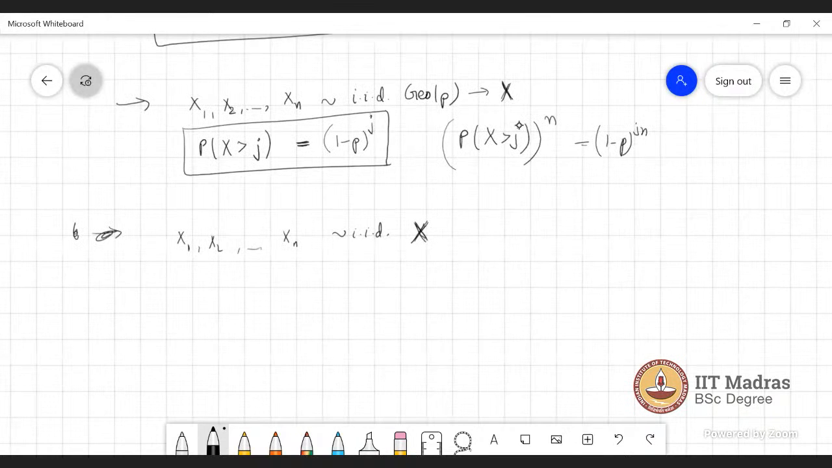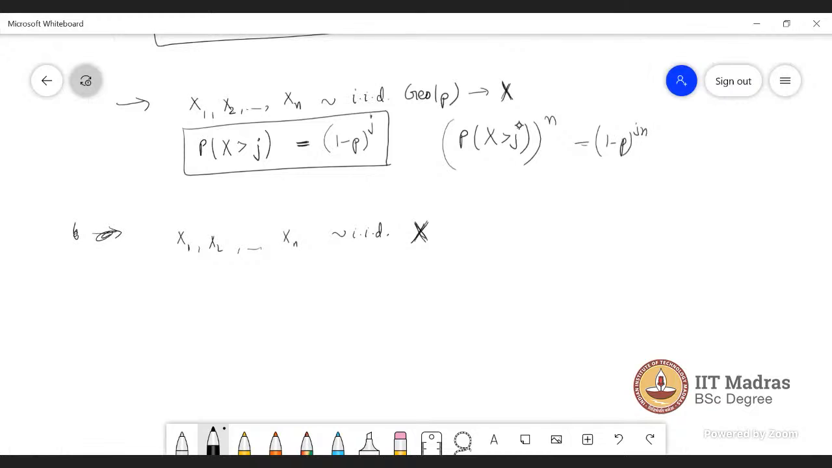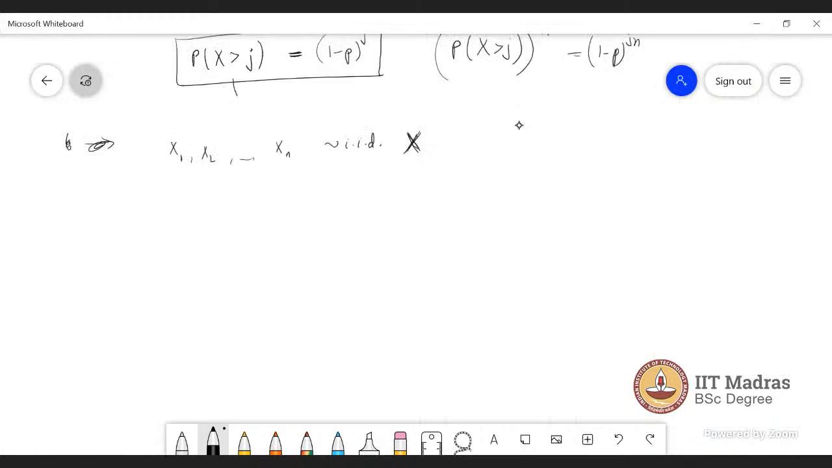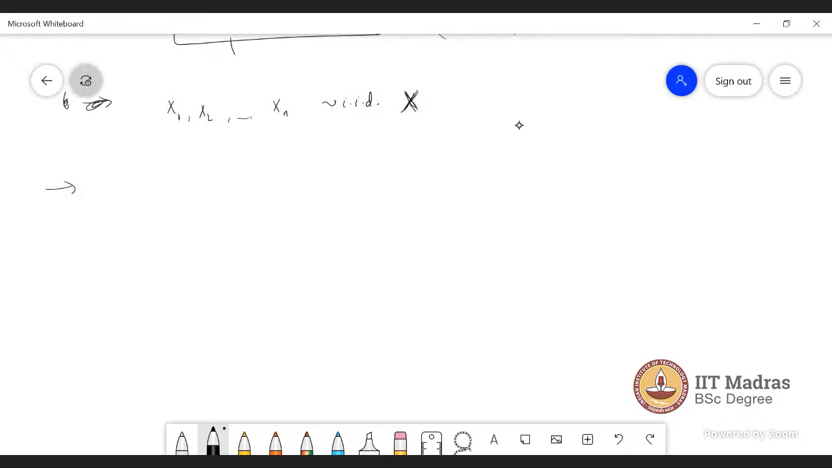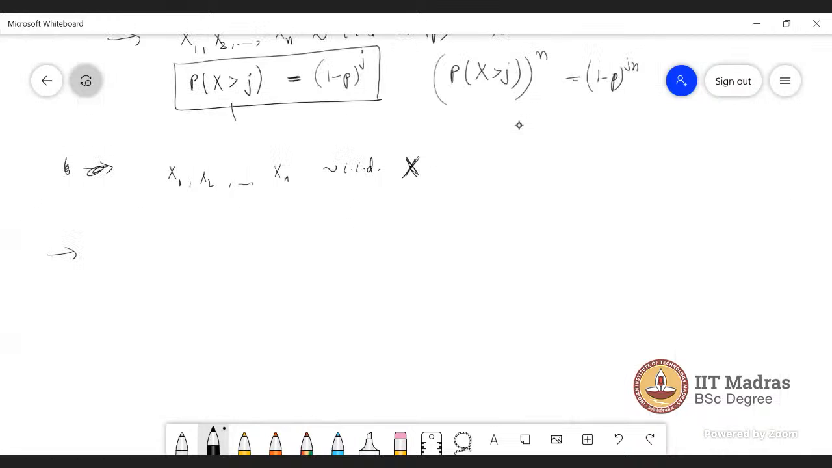Yes, ma'am. Here we have just found the probability x greater than j. So x can be anything, x1, x2, xn. But now we have n samples, right? Okay, ma'am, I got it. So you are saying that what the professor said is that he multiplied the probability x1 greater than j into the probability x2 greater than j.